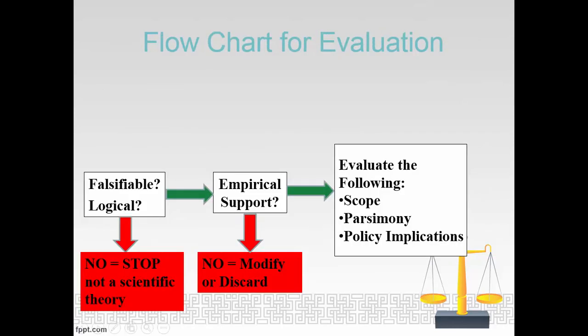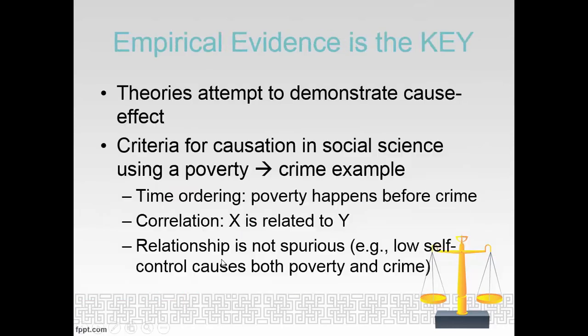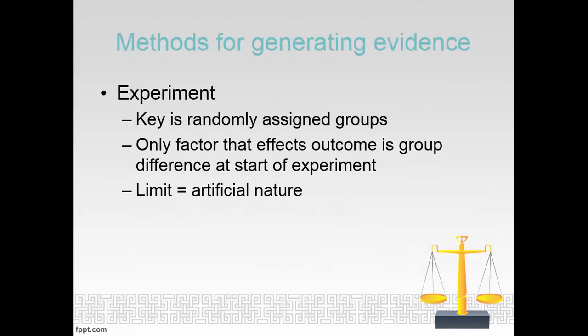Obviously, the key linchpin here is empirical support. In social science, generally we're trying to establish cause and effect. To establish cause and effect in the social sciences, you have to prove three things. One is that the cause happens before the effect.